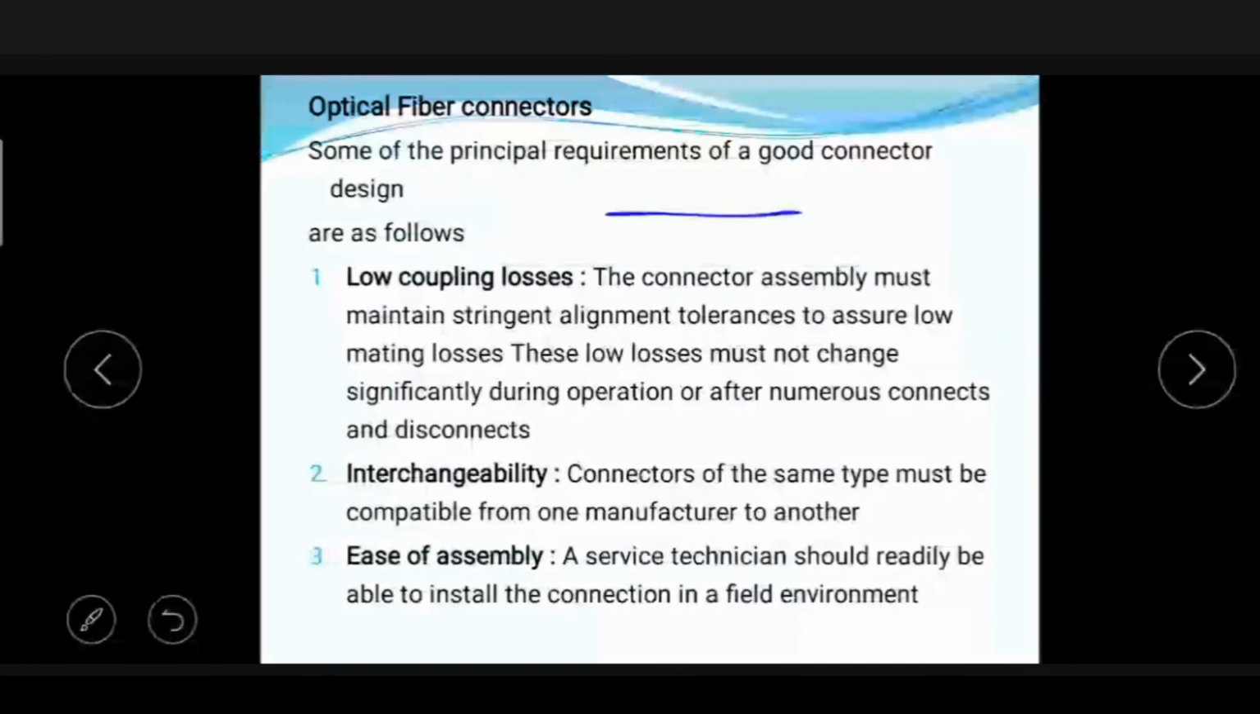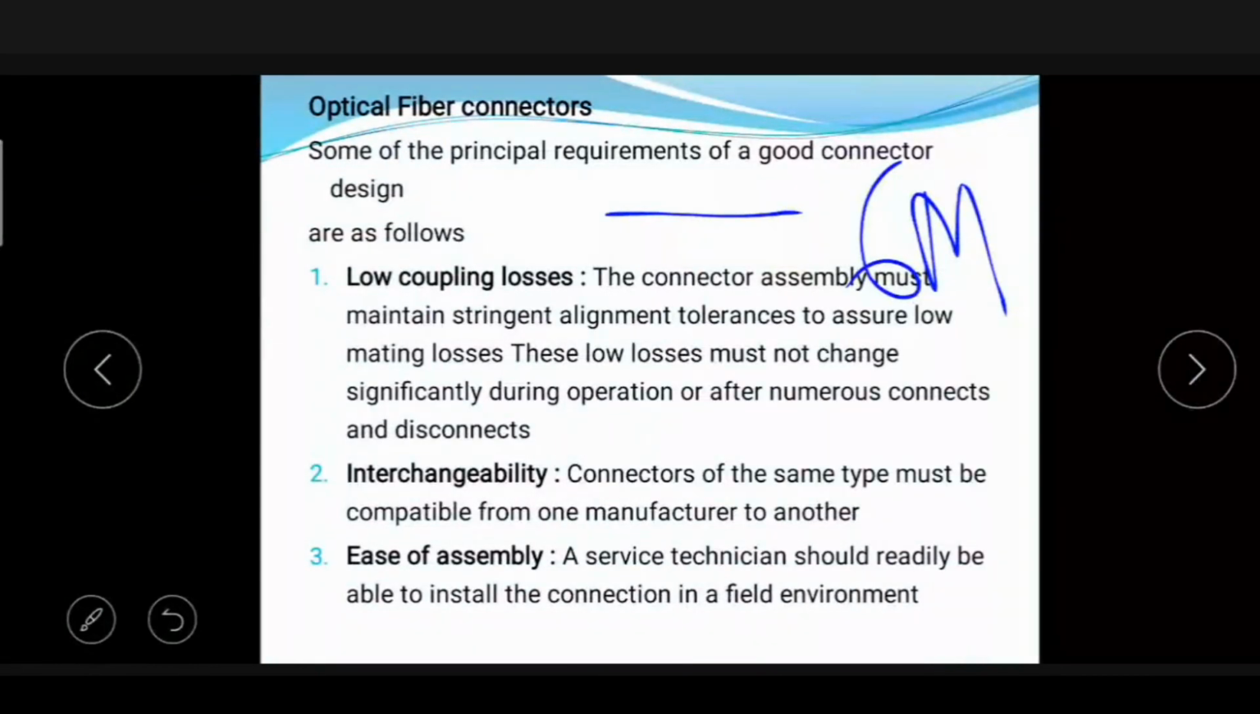It is a 6 marks question. Okay, they might ask you to explain the requirements or explain the principal requirements of a good connector. It means how you are going to select a connector for a joining process. So that is the important one.